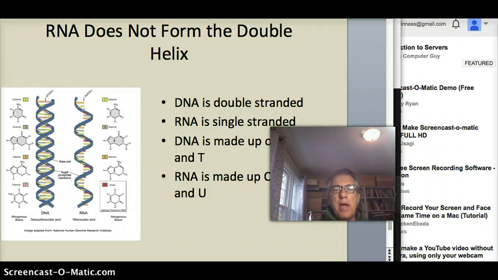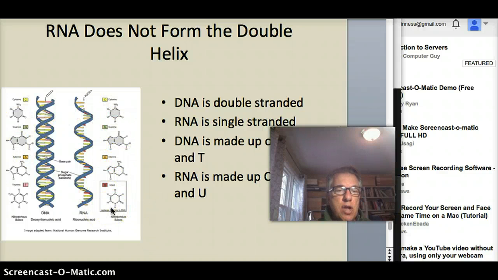Okay, a couple of last-minute points. Here we can compare DNA and RNA. On the left we have DNA. You can see that it is double-stranded. On the right we have RNA. It is single-stranded. On the left we have the 4 bases of DNA, the now familiar C, G, A, and T. RNA's bases are the same, except in place of thymine we have uracil, a different base. That's one way you can tell the difference between the 2 molecules: a U is only found in RNA.